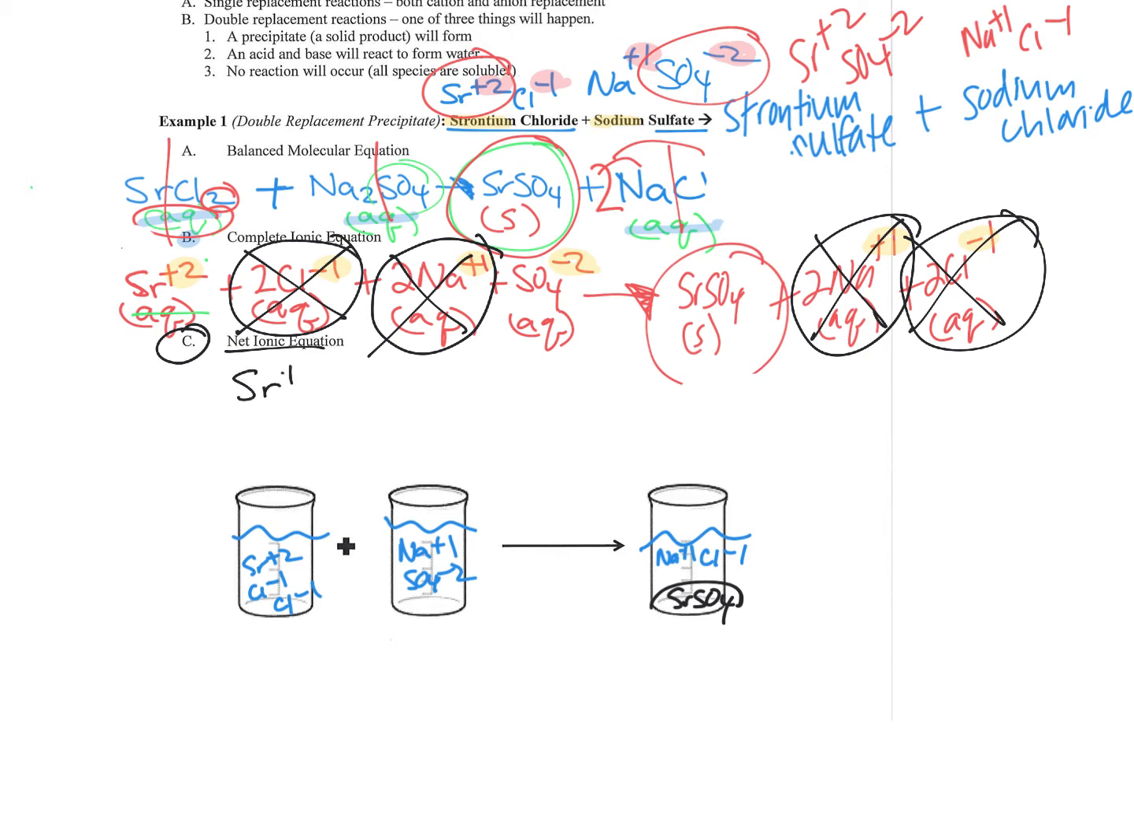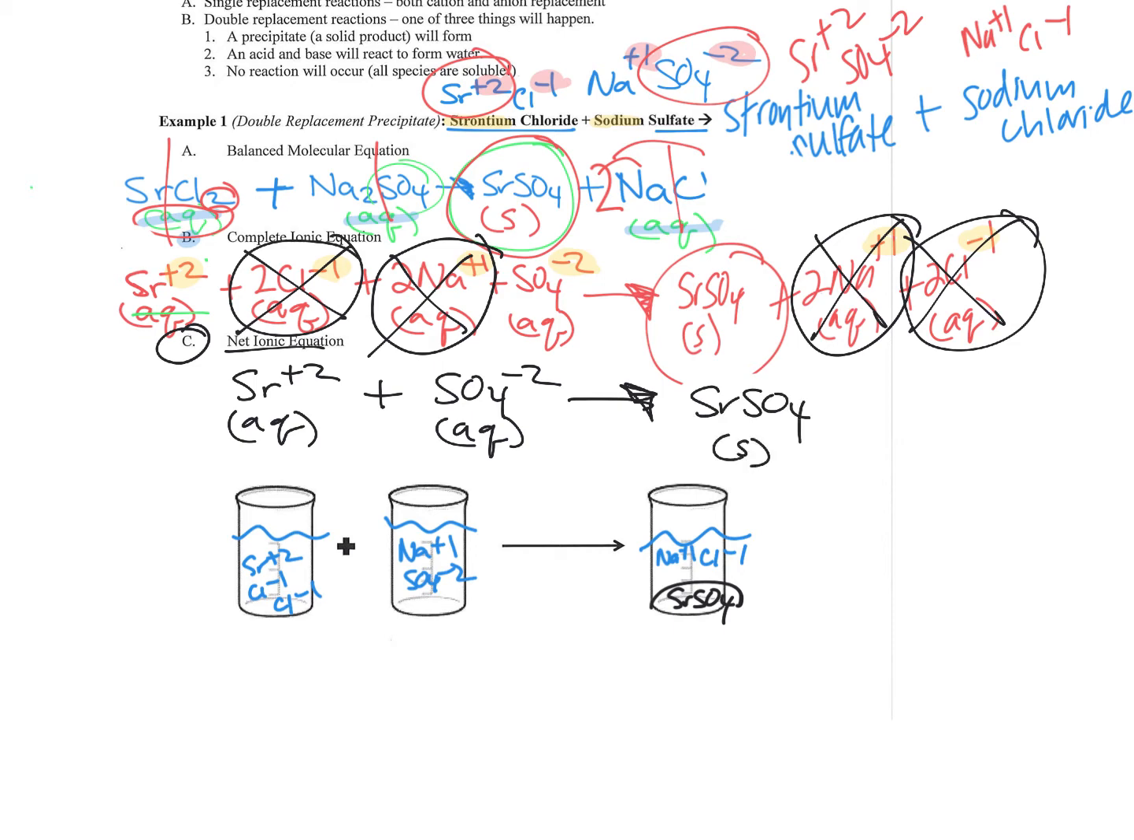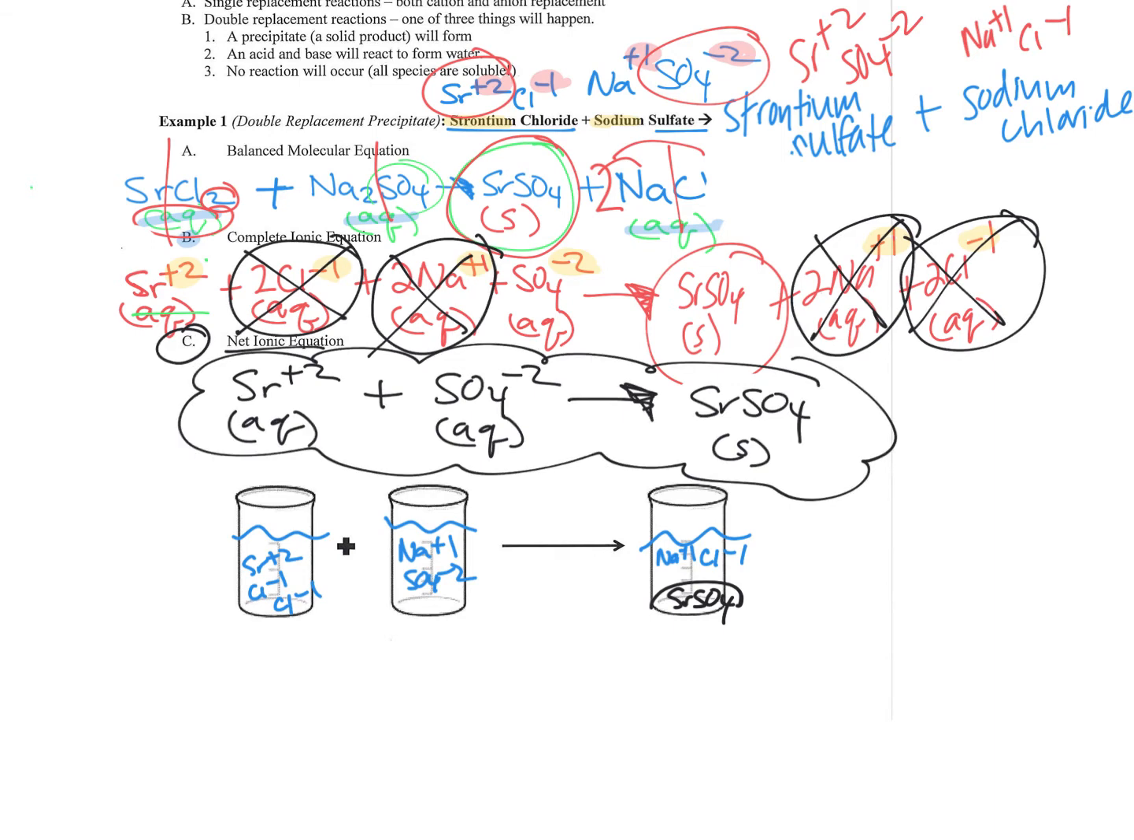So I'm going to rewrite Sr+2 aqueous. When our strontium ions reacted with our sulfate ions, SO4 negative 2 aqueous, they produced a solid. That was the real chemical change that occurred, or we call it the net change, hence net ionics. In a test setting, to make sure you get full points, you have to show those charges on the aqueous ions.